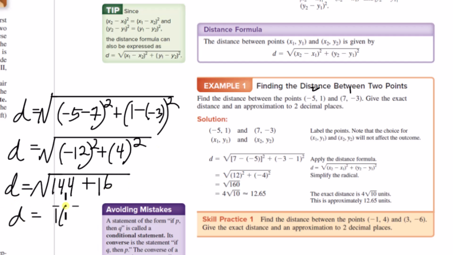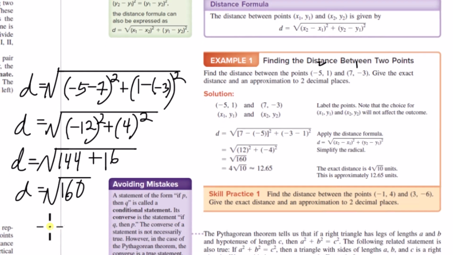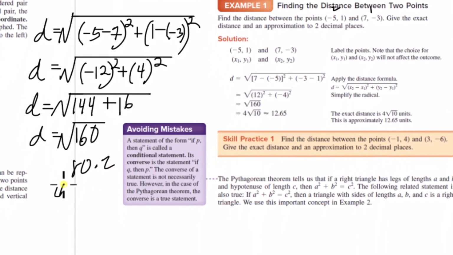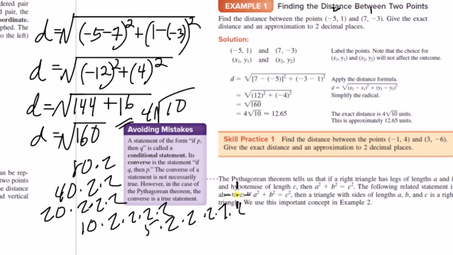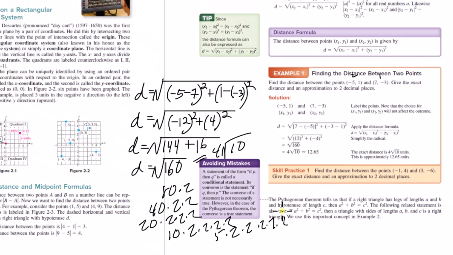Okay, this is 160. So 160 is 80 times 2. That's 40 times 2 times 2. That's 20 times 2 times 2 times 2. 10 times 2 times 2 times 2 times 2. 5 times 2 times 2 times 2 times 2 times 2. So, okay, 2 to the 4th divided by the index of 2 is 2 squared. So that's 4. And then we're left with 5 times 2. So that's the distance between the 2 points.